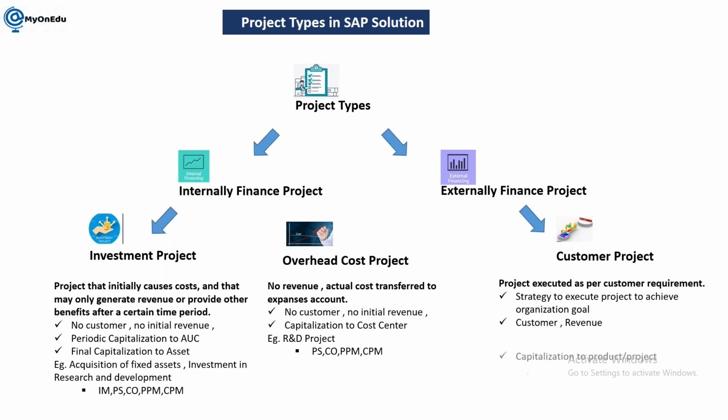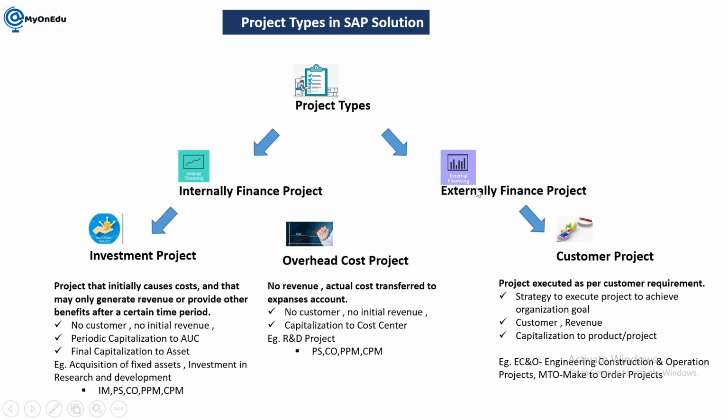And you will have here customer and revenue, capitalization to product or material or to the project. Examples are engineering, construction, and operation, the MTO scenario and the ECO scenario. These are the major scenarios. If you go from the CPM side, ECO, engineering, construction, and operation, is a very famous scenario. It's a quite widely used solution.